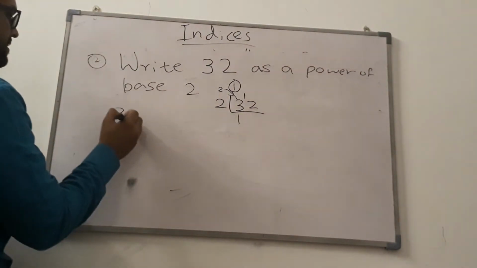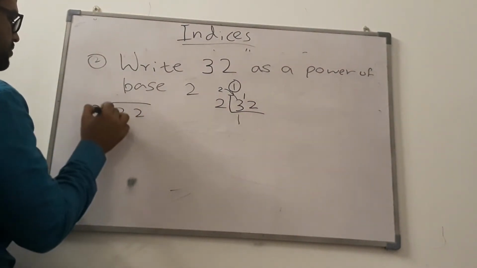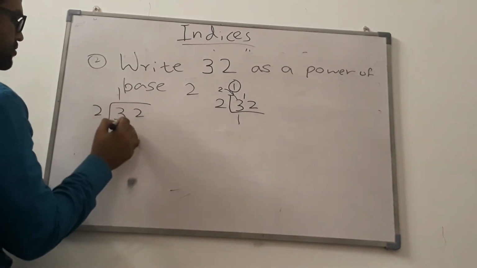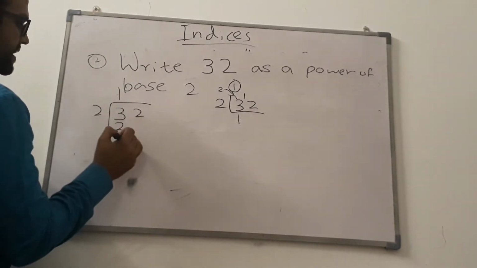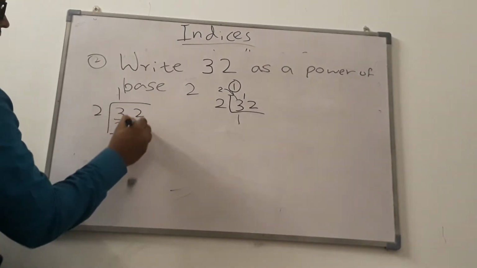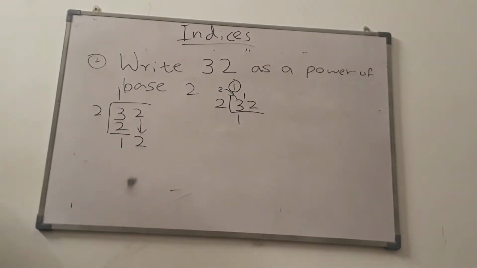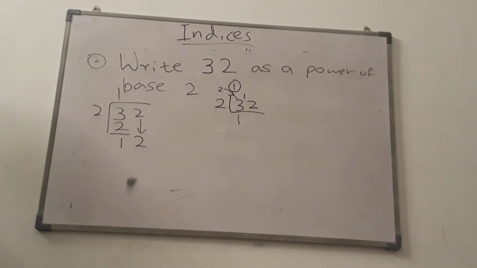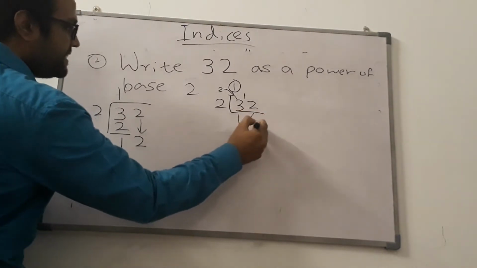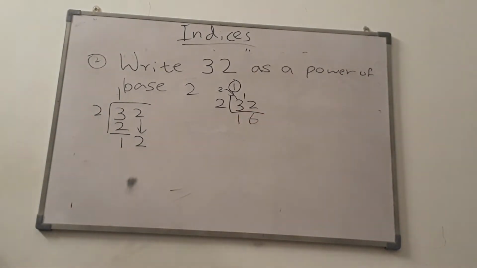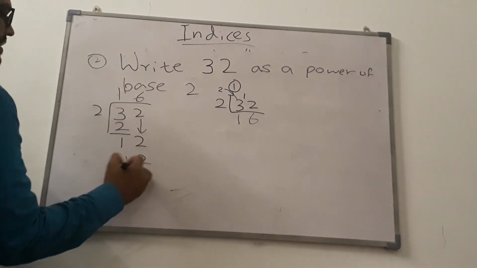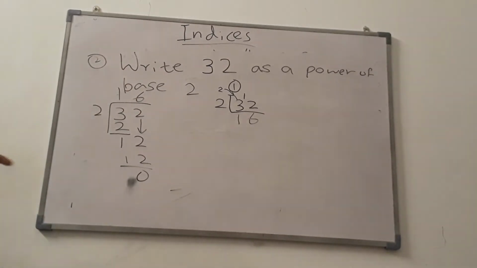Same as here. 32 divided by 2. There is only 1 2 in 3. 1 times 2 is 2. 3 minus 2 means 1. Then I keep 2 down. Here also I combine 2 with 1. 12. Now we have to check how many 2s are there in 12. 2 times 6 is 12. Here also 2 times 6 is 12. And I finish the long division like this.